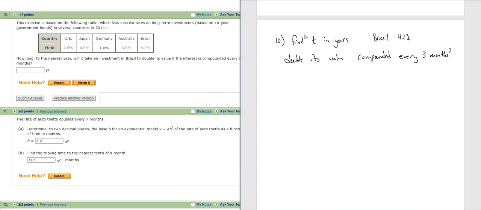Okay, so we know what we need to do. This is our ultimate goal. We're going to find T in years. Our Brazil yield of 4.2% tells us our R value will be 0.042. Compounded every 3 months happens 4 times a year. So your M is 4.